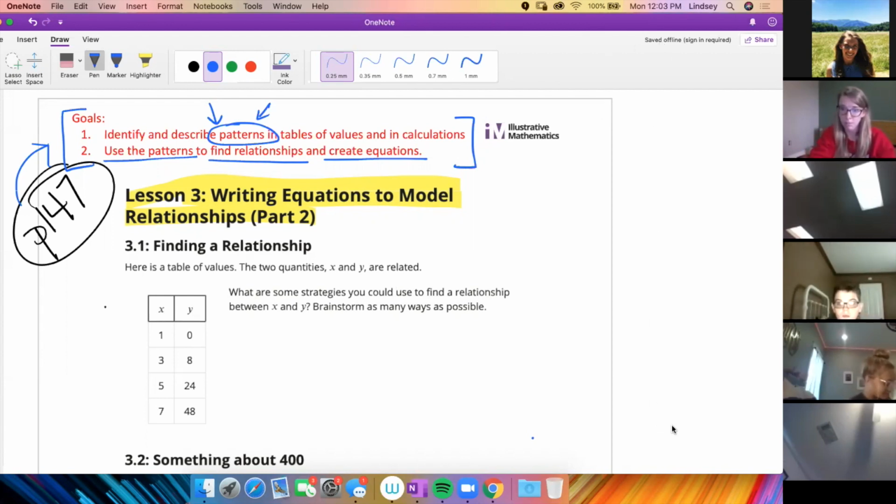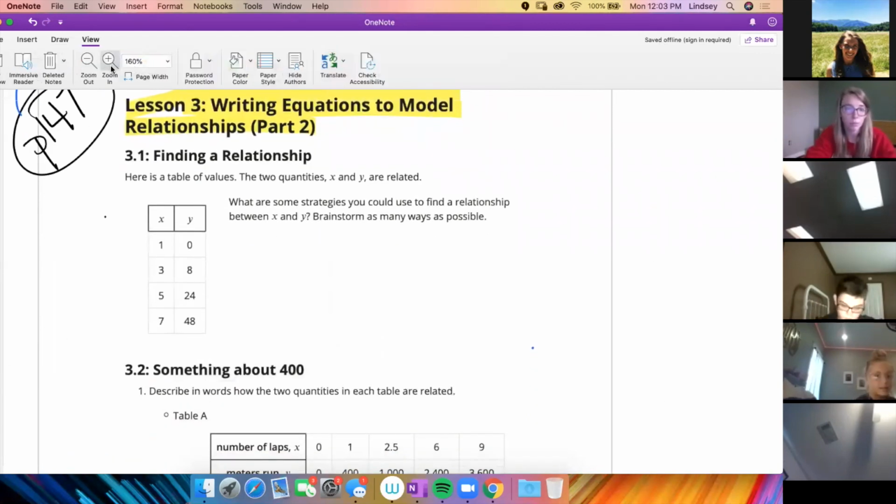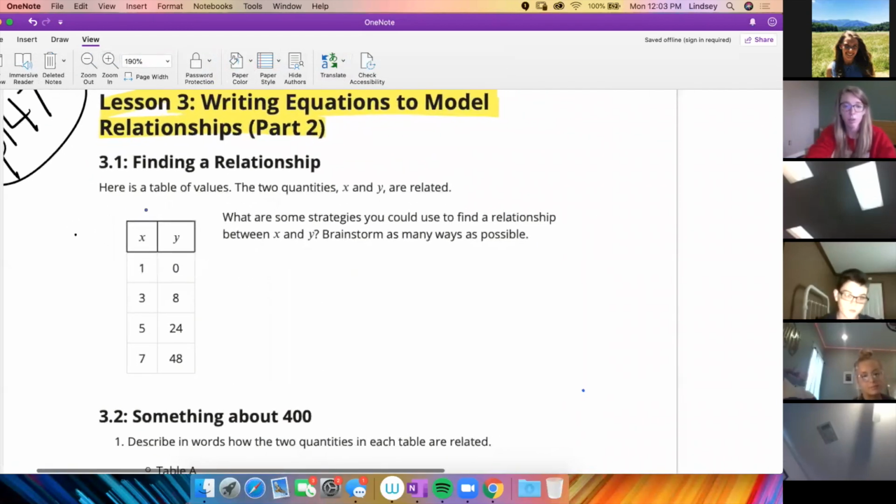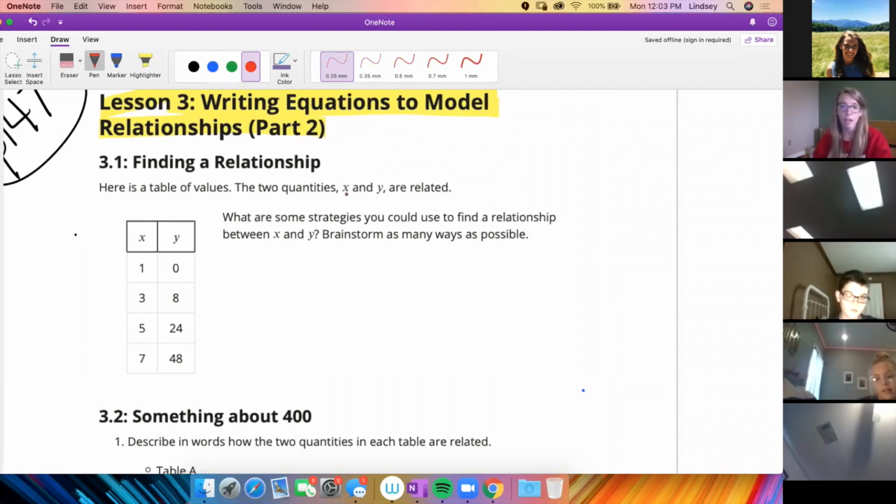Awesome. I am recording this, so you can always go back and get those later. Let's look at 3.1. We have a table here, and we have two quantities, X and Y. Those are here, and they are related. That means there is a relationship between these quantities.